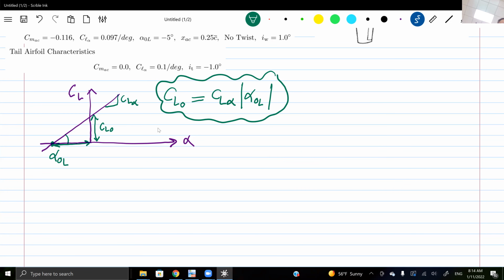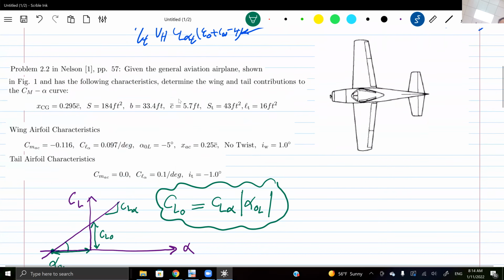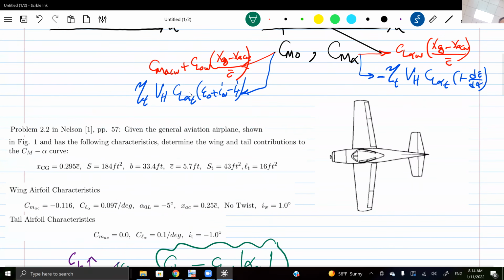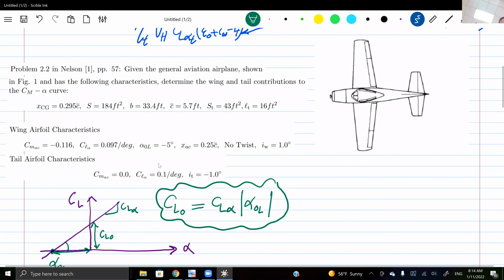So I'm gonna apply it for the wing now. I need CL naught wing because I'm here. So let's see, I need alpha zero lift for the wing, and it's indeed in the wing airfoil characteristics. It's given as -5 degrees. Great. I need the slope of the lift curve of the wing, CL alpha wing. Well, I'm given that, but it's for the airfoil characteristics. So I'm given the 2D version of it. So actually it's C little l, not large L. So this is the 2D CL alpha, and I need the 3D CL alpha.